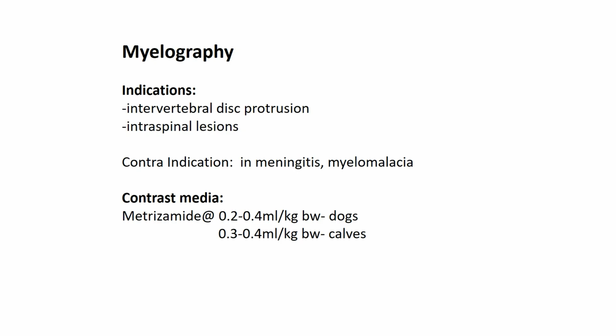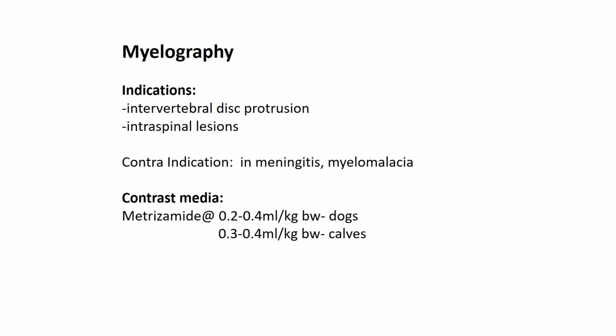For myelography, always use an iodine-based contrast material that is less irritable to the spinal cord. For that you can use metrizamide at a dose rate of 0.2 to 0.4 ml per kg of body weight in dogs, while 0.3 to 0.4 ml per kg of body weight in calves.